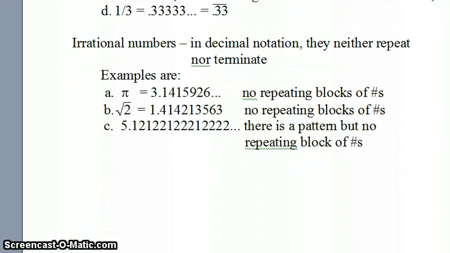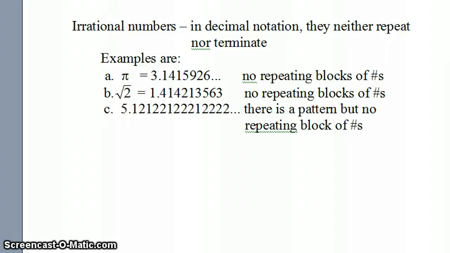Irrational numbers are numbers that in decimal notation neither repeat nor terminate. Pi is one of the most famous ones that we use. The square root of 2 is an example of one that doesn't have any repeating blocks. We can represent it as we have here, but that number is not an exact number. And then example C, 5.12, 122, etc. It has a pattern, but it is not a repeating pattern of blocks.